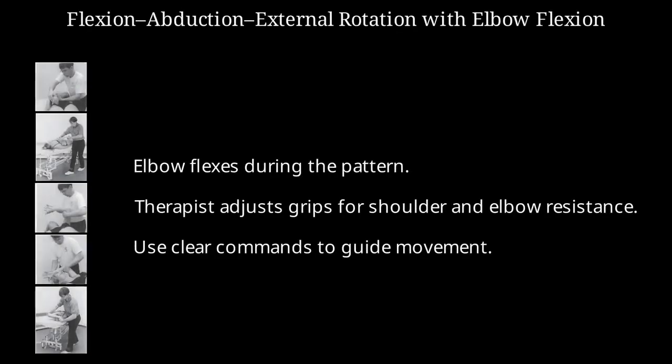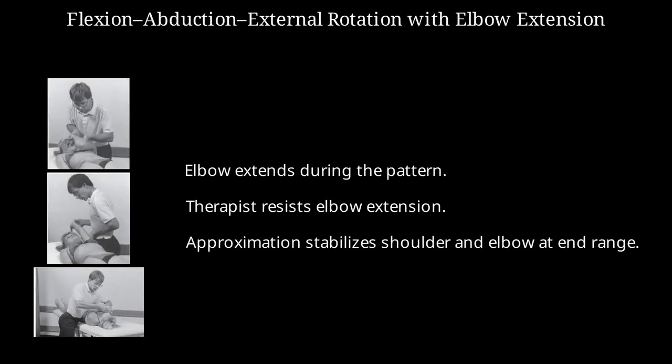In this variation, the elbow flexes as the shoulder and wrist move through the pattern. The therapist adjusts grips to provide appropriate resistance to both shoulder and elbow. Commands like "hand up, lift your arm and bend your elbow" help guide the patient. Here, the elbow extends as the shoulder and wrist move through the pattern. The therapist provides resistance to elbow extension and uses approximation at the end range to stabilize the shoulder and elbow.